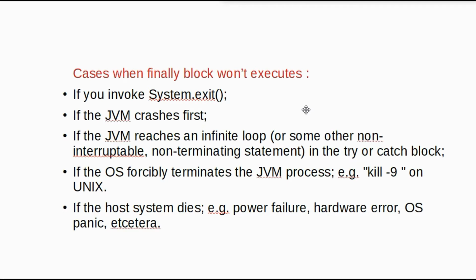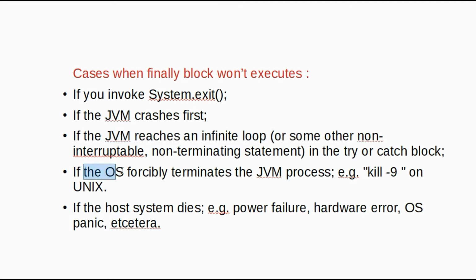See on my screen, there are some cases in which your finally block won't execute. The first case is if you call the method System.exit. System.exit immediately stops the execution of your program, so if you call it in the try block, your finally block won't be executed. The other case is if your JVM crashes before reaching the finally block. Or if the JVM reaches an infinite loop, like if you create an infinite loop in the try block and the program never reaches the finally block, then your finally block won't be executed.